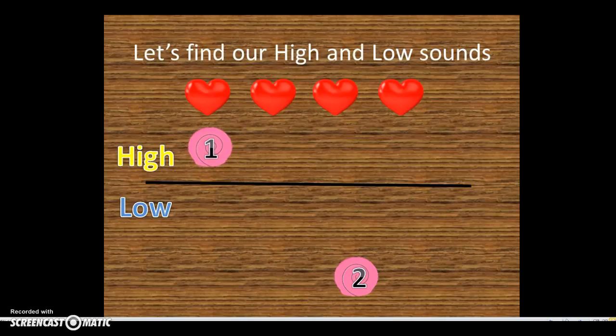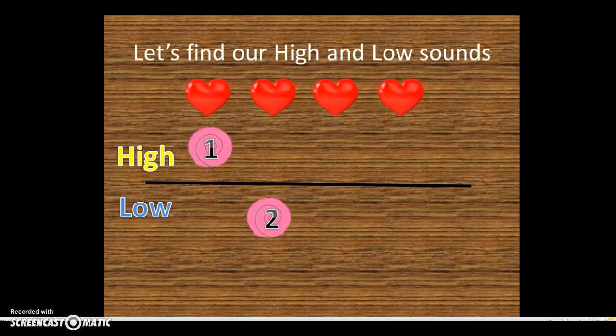Let's listen to the second snail. Snail. Is that a high or low sound? Snail. Is that high or low? Low. Good job. So our first portion of snail, snail goes high, then low, high, low.